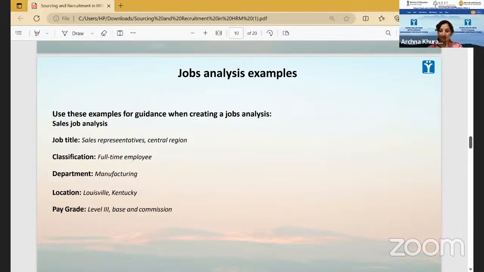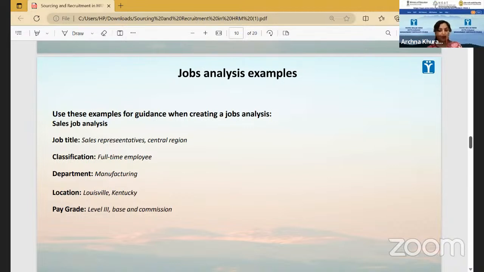But I'm just continuing. So these are the two examples of job analysis that I have tried to incorporate, because Sushma and I were discussing last week that one or two examples should be given with every slide so that you can understand the topics really well. So here, a job title of a sales representative is given. What kind of classification is it?